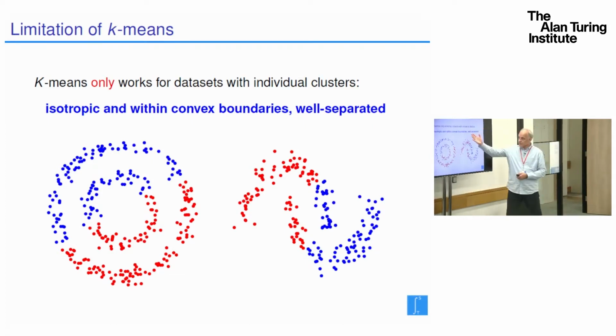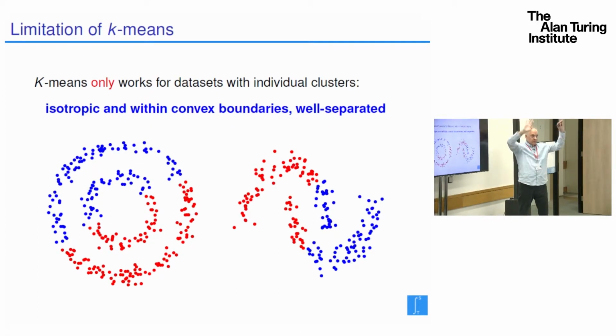The clusters should be within convex boundaries, and in addition, which is very often overlooked, the clusters need to be isotropic. If I take two lines and make them really long, very far apart, k-means will not work. They're linearly separable, convex, and it doesn't work. So isotropic is important as well. If you have that, fine. If not, then not. And here's, of course, an example.